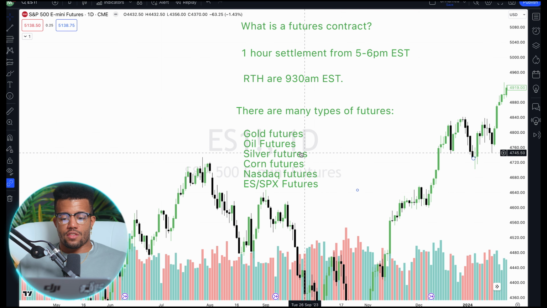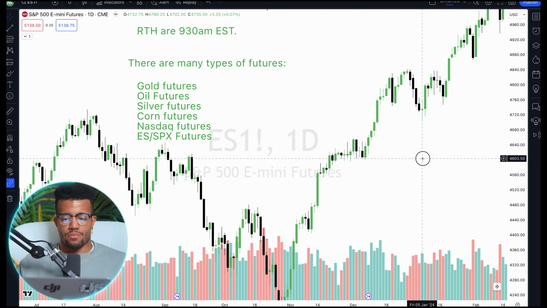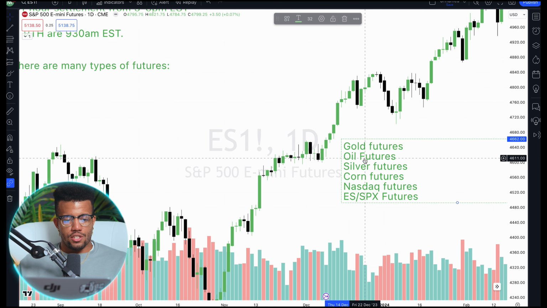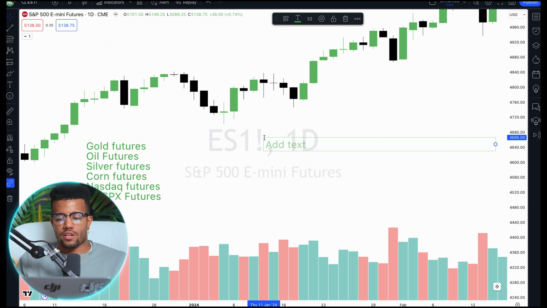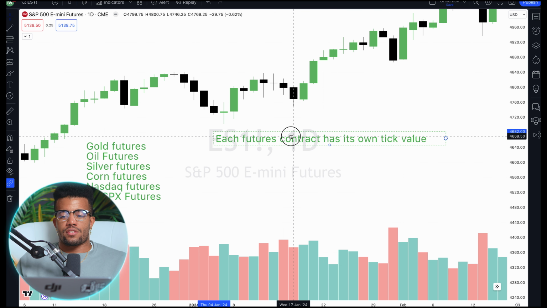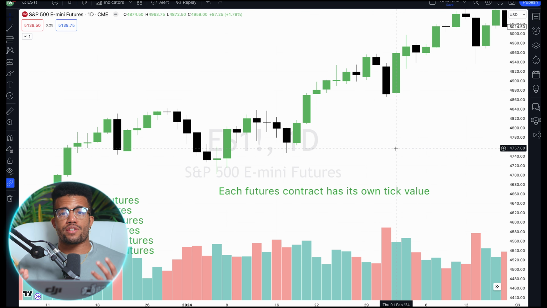All of them, and this is going to get into the point that I want to make here. Let me just zoom in. Each of these has its own tick value. Each futures contract has its own tick value. So what does that mean? Well, first we have to describe what a tick is. A tick is the minimum amount that the price can move.